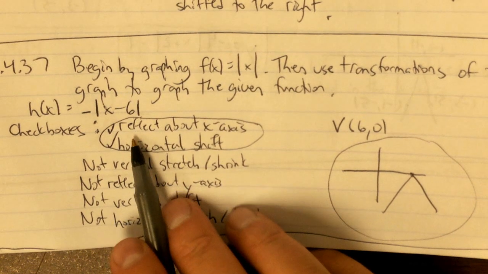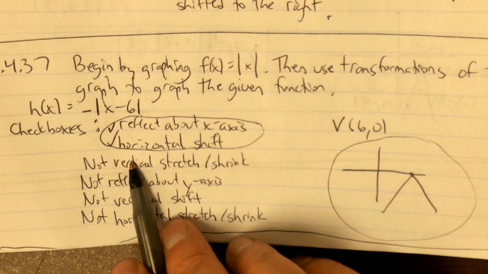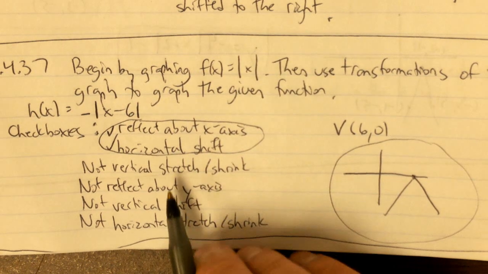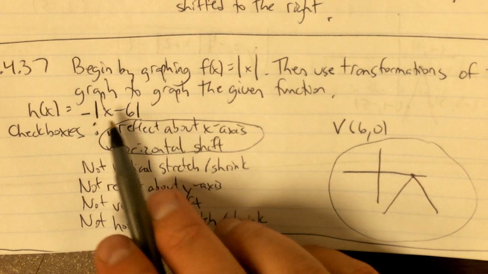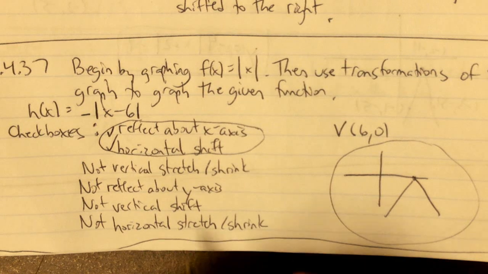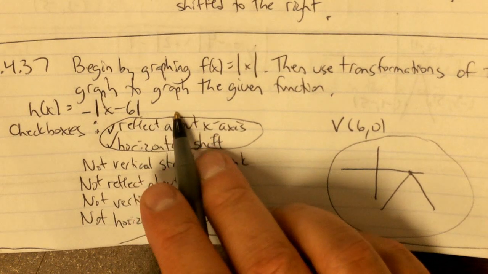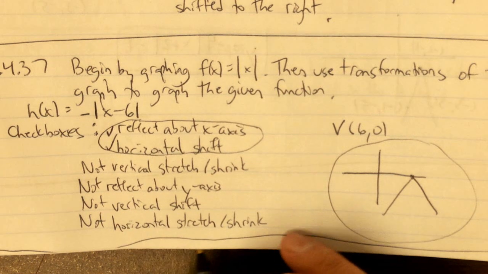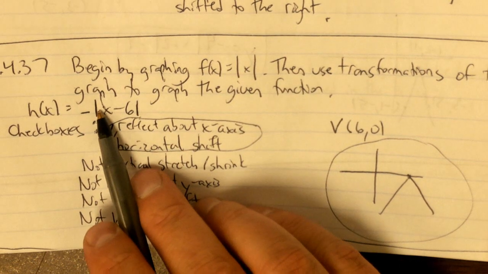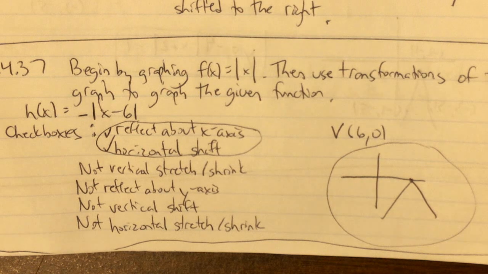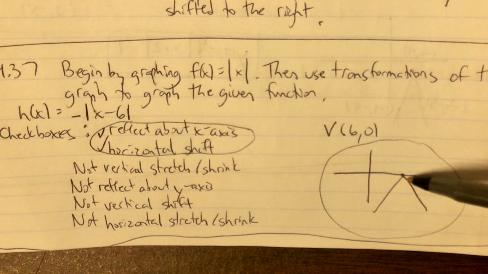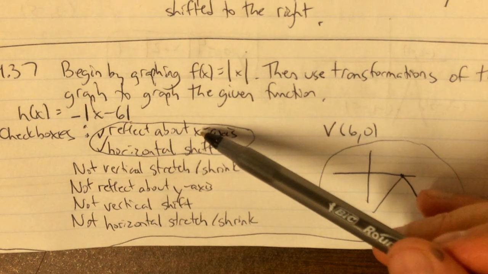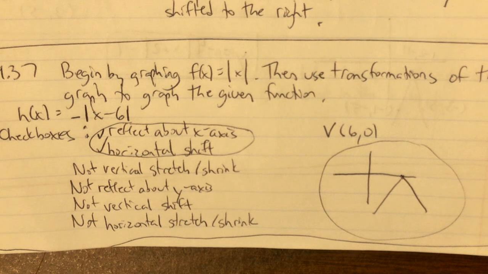Those were the only 2 you were supposed to check, because it's not a vertical stretch or shrink; that would have to do with the number in front. It's not reflecting across the y-axis because your negative sign would be right there. It's not a vertical shift because that would be the number out here. And it's not a horizontal stretch or shrink because there's no number in front of the x, so b is automatically equal to 1. And then I just graphed it. So you need those 2 check boxes and then the graph.